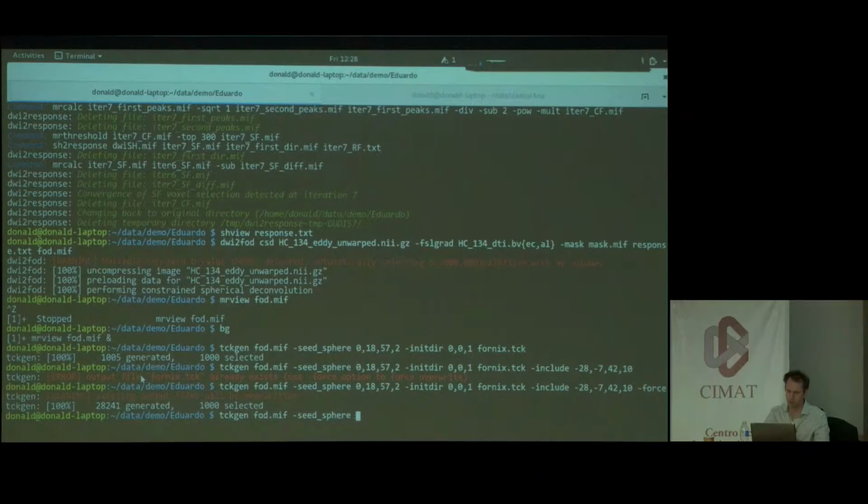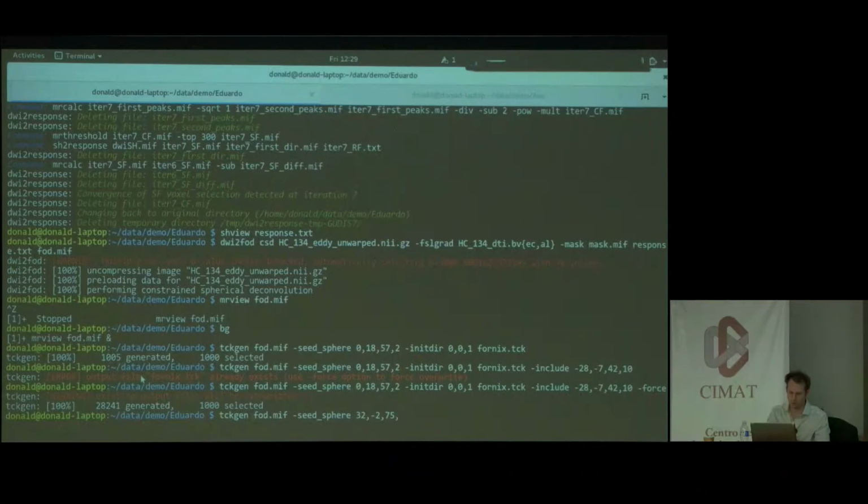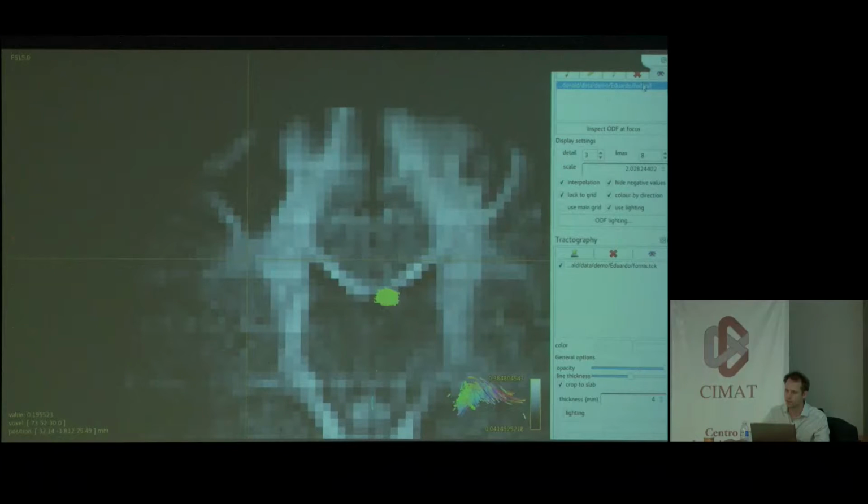Okay, so we're doing a sphere again, so 32 minus 2, 75. I'm going to use a 5 mil sphere. Initial direction of tracking will be in the y direction, anterior posterior, and I'm going to call that rqit.tck. I've spelt it wrong, I apologize. So let's kill that. Oh, that's not what I wanted.